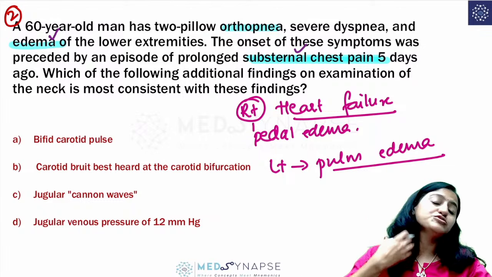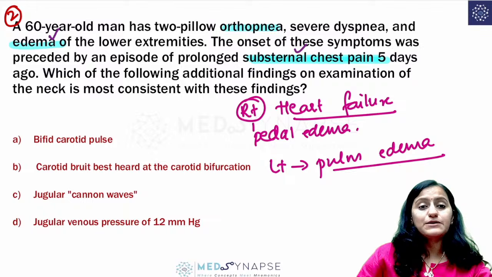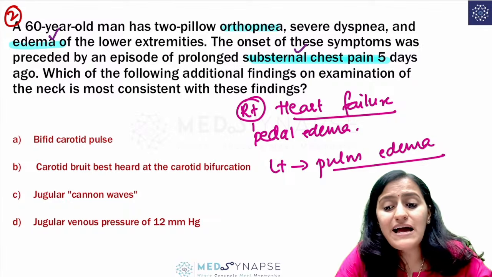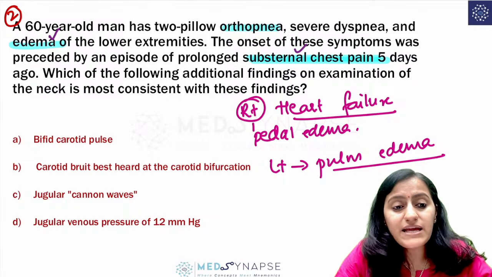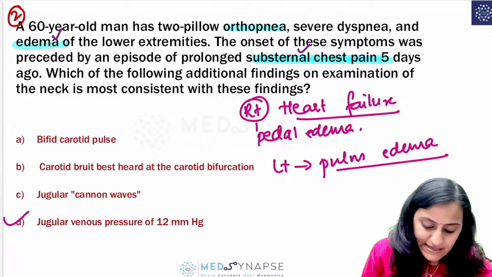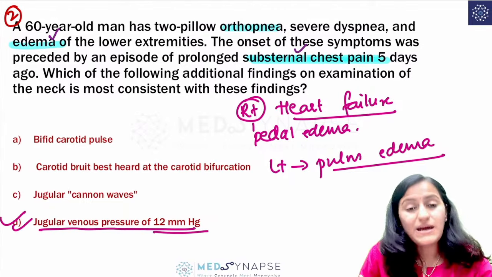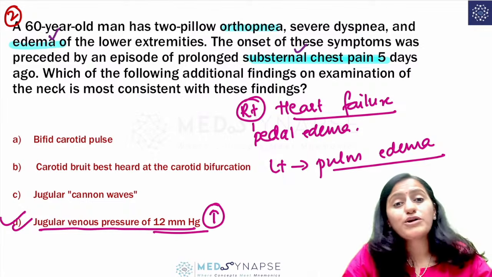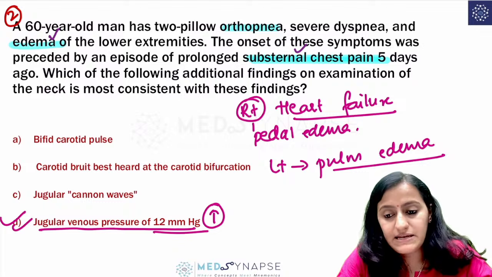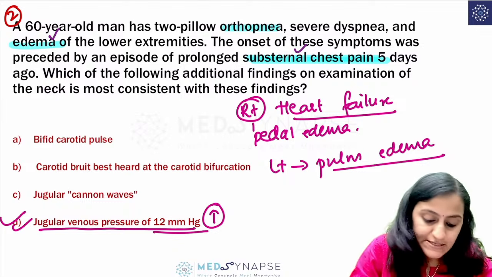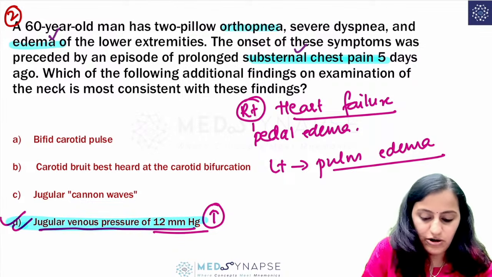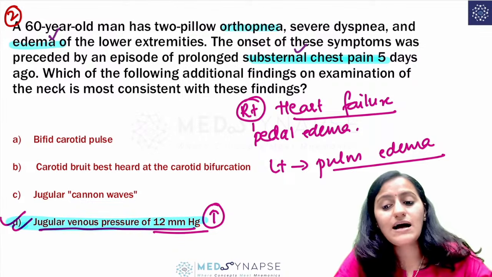And so basically from the right side, the right ventricle, right atrium, you have SVC and IVC. So it's going into the jugular vein. And that is why you will have raised JVP, right? So raised JVP, and that is why the correct answer here is going to be JVP of 12 mm, 8 to 10 is normal. So this is raised JVP, what you are going to see in a right heart failure. Is this clear with everyone? So the answer here is going to be jugular venous pressure of 12 millimeters of mercury. Okay, this is going to be the answer here.